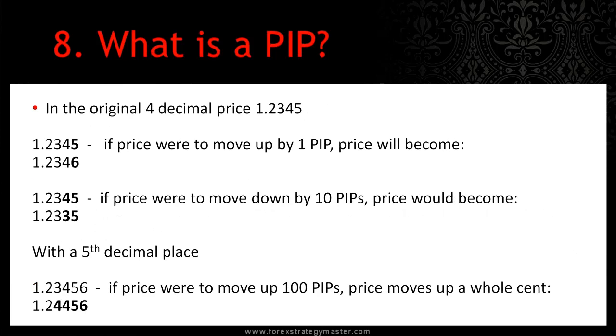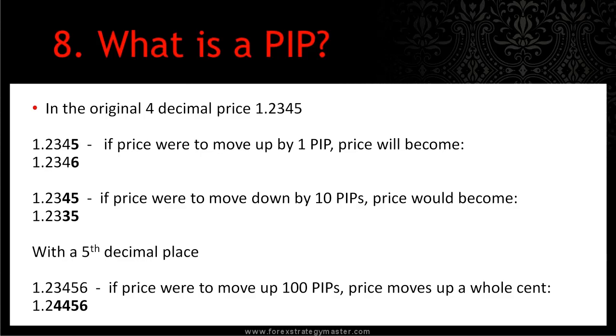In the original 4 decimal price, 1.2345, if price were to move up by 1 PIP, the price would become 1.2346. The 5, being the PIP, will move up 1 PIP to 6. Now, if the price were to move down by 10 pips, it would go from 1.2345 to 1.2335. So we're going down by 10 pips.